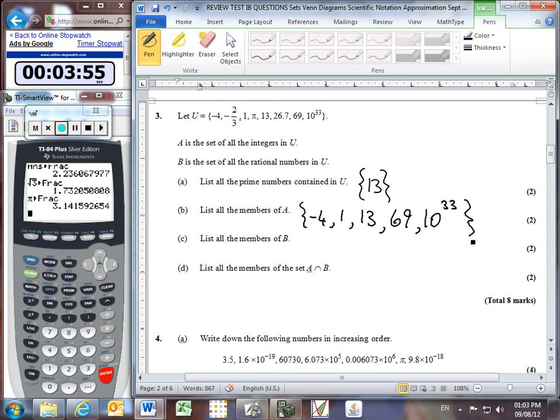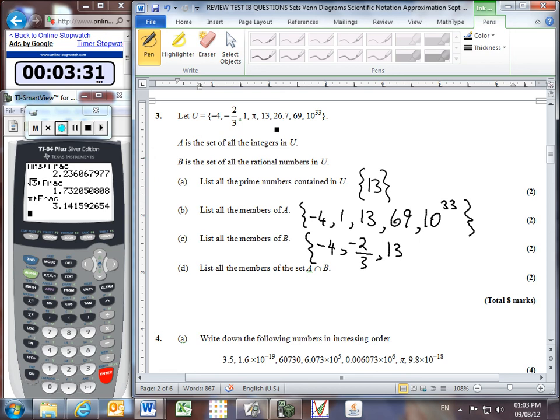B is the set of all the rational numbers. So anything that can be expressed as a fraction. Well, then we've got negative 4, because I could write that as negative 4 over 1. I've got negative 2 over 3. I've got pi, which we've already agreed in an earlier question cannot be written as a rational number, as a fraction. So we'll have to skip that one. 13 I can write as 13 over 1.